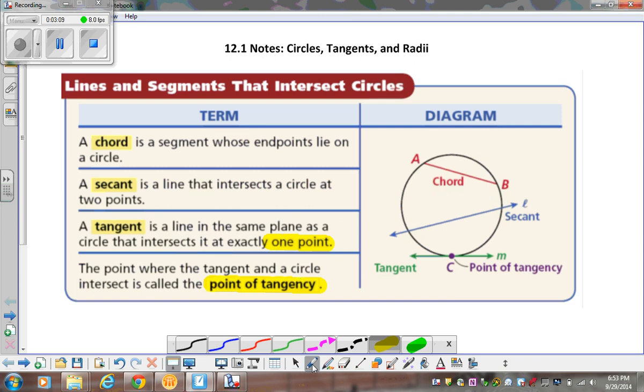So a chord is a segment whose endpoints lie on the circle. A secant is a line, segment, or ray that touches the circle twice but keeps going. And a tangent only touches the circle one time, at the point of tangency. So there are some basic lines and segments about circles. Let's go on to our next slide.